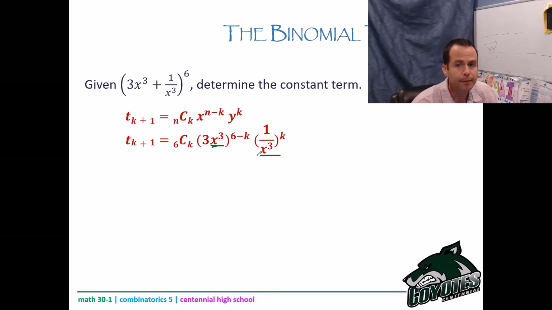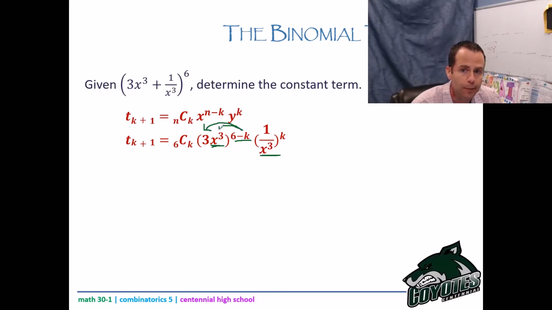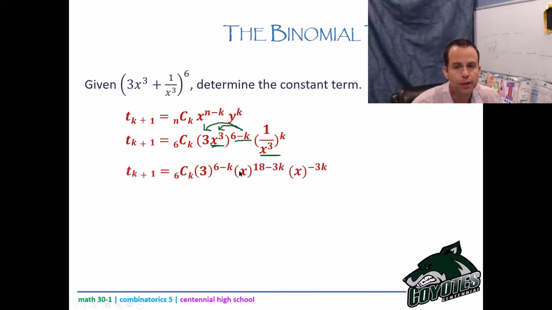The problem is this 3 is locked into the x cubed. So the first thing I need to do is separate those into two different guys being multiplied together. So the 6 minus k exponent, sorry, the 6 minus k exponent will apply to the 3, and it will apply to the x cubed. So I'm going to break those guys up so that I can deal with just the x cubed there for a second. Okay, so that's what I've done here.